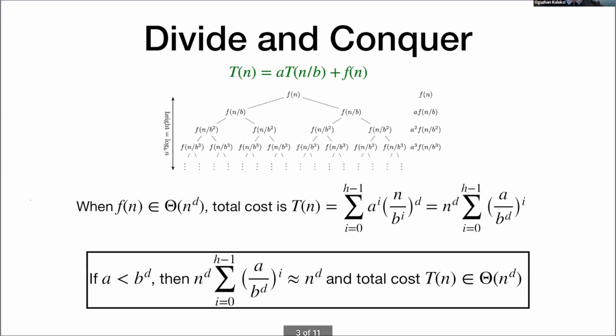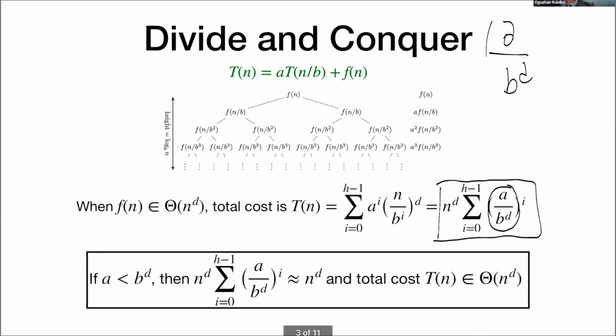Now, let's focus more on this one. Once we understand this is my cost, you see that this term is the key in solving this summation. First case, a divided by b to the power of d, to the power of i, for i equal to 0 to h minus 1. Good. So what happens if a is less than b to the power of d?